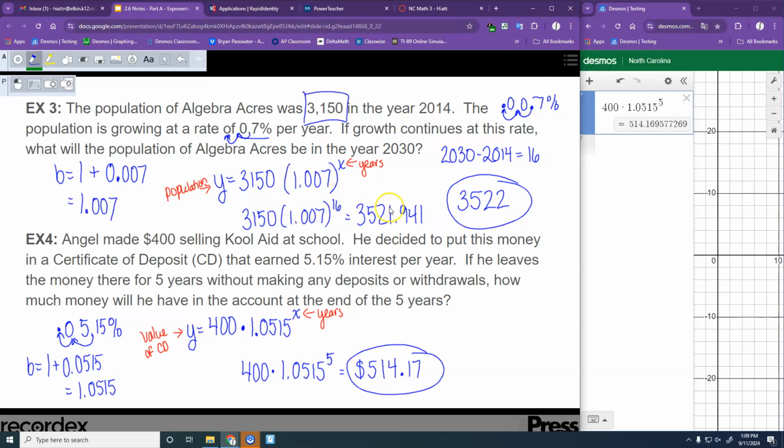So these are only looking at growth right now. We're going to look at some more types of problems that you might see for this that involve exponential decay tomorrow, but today it's just a little practice with growth.